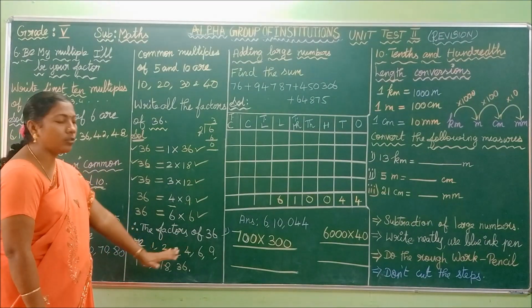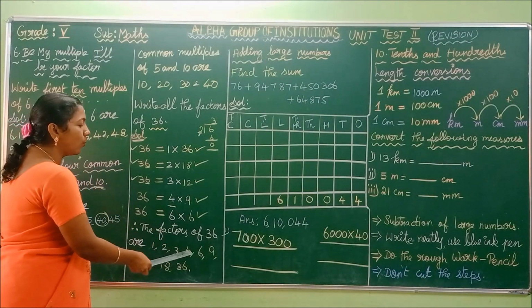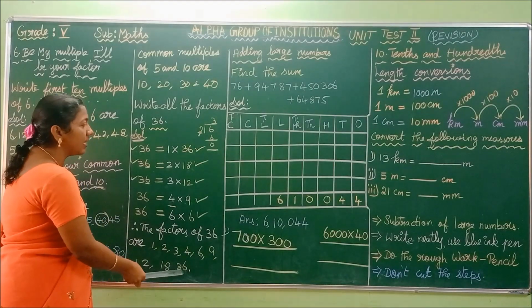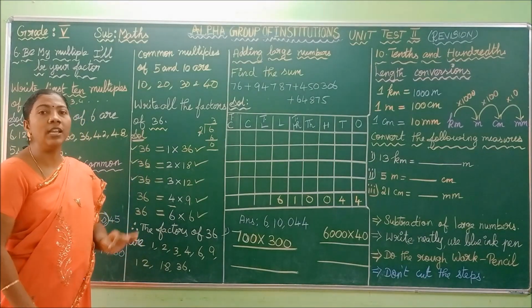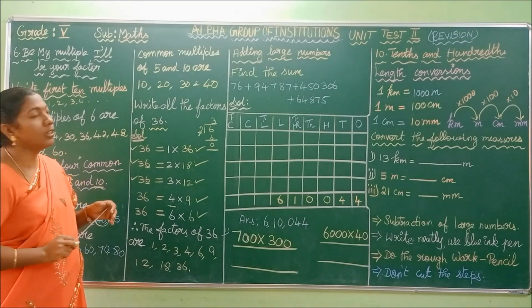Totally how many factors do you have, children? 1, 2, 3, 4, 5, 6, 7, 8, 9. Thus 36 has totally 9 factors. Do you understand, children? Okay.